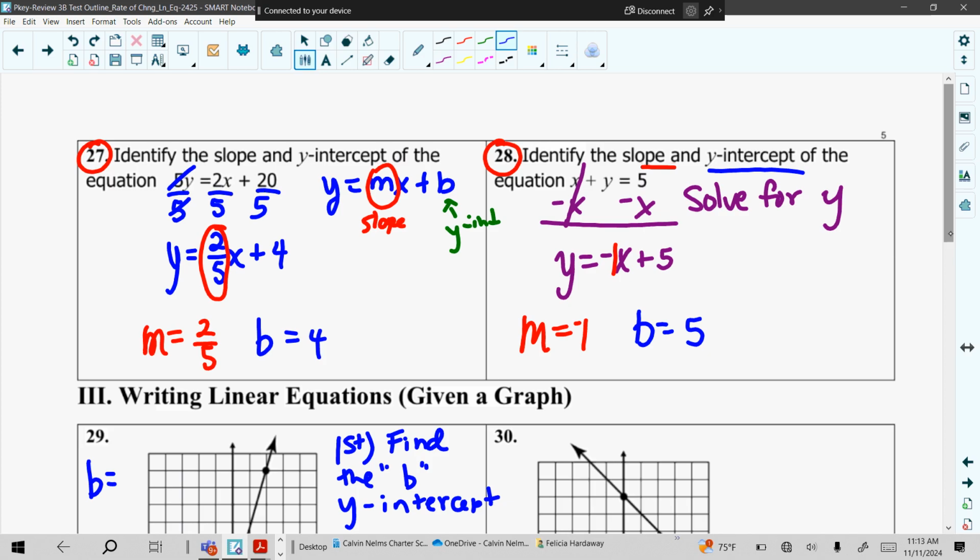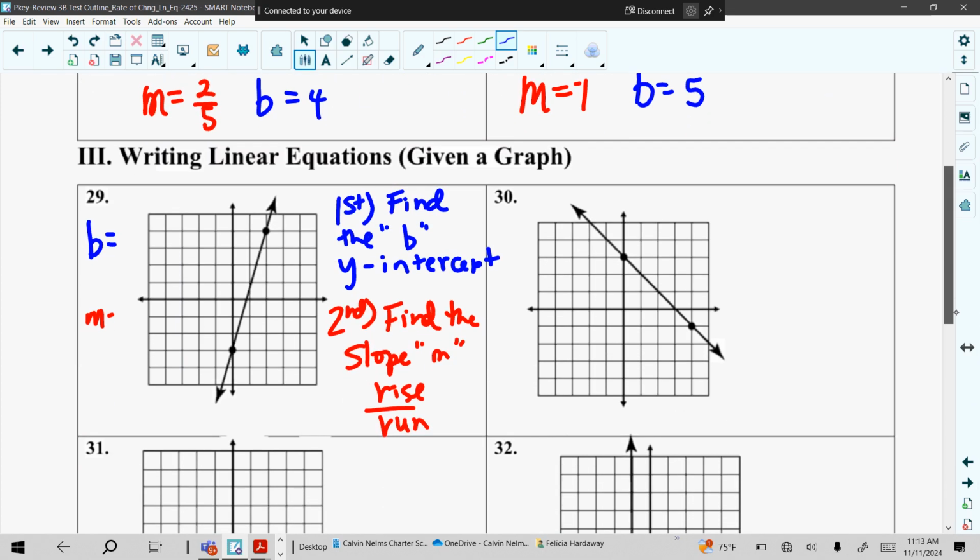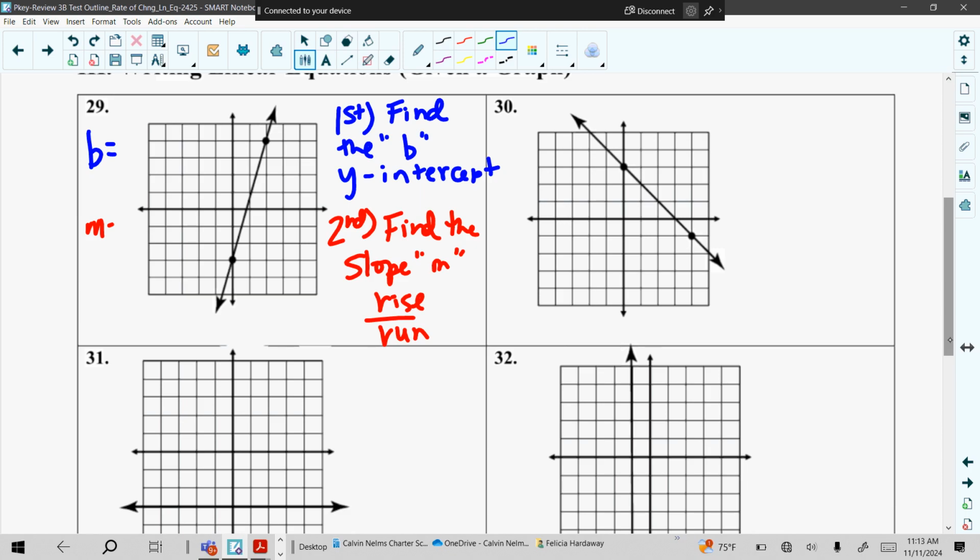So I'm either going to ask you to give me the slope and the y-intercept from the equation, or I give you the slope and y-intercept and you give me the equation, or I'm most likely also going to ask you to do it given a graph. So here are our steps.